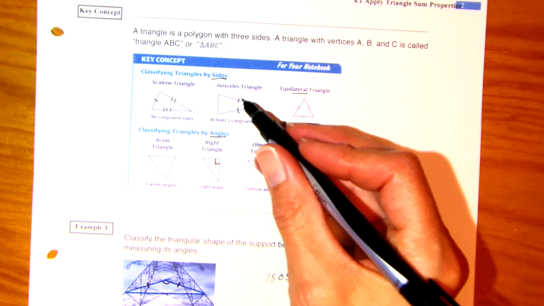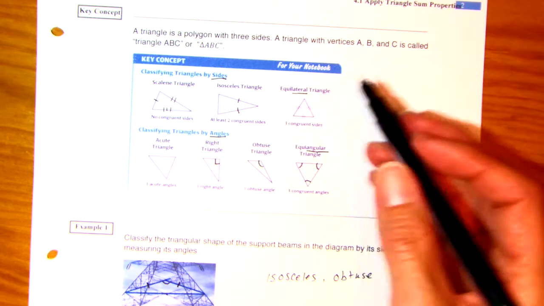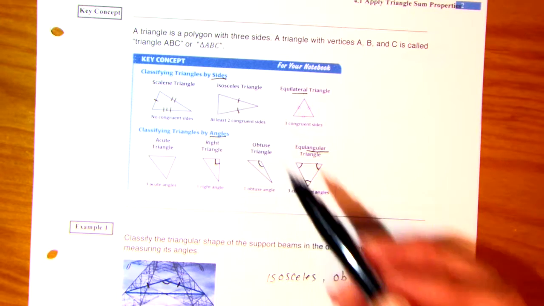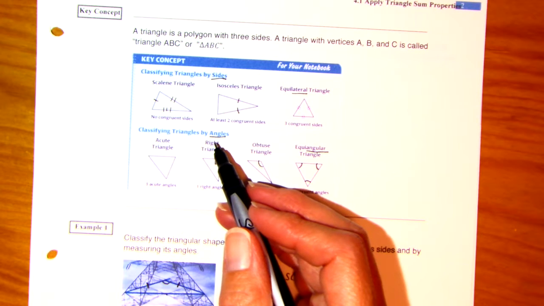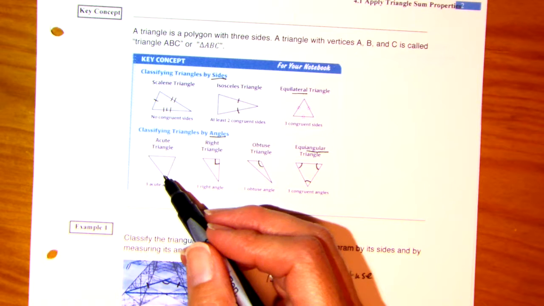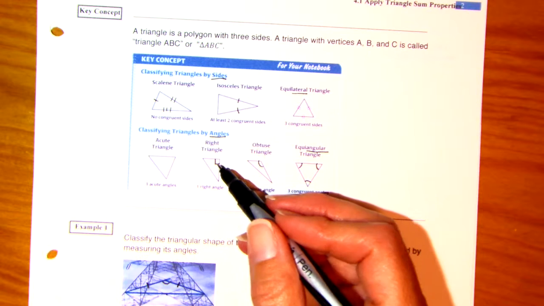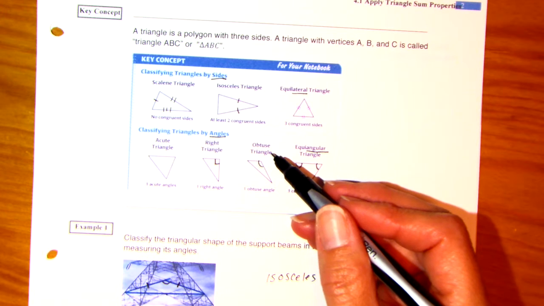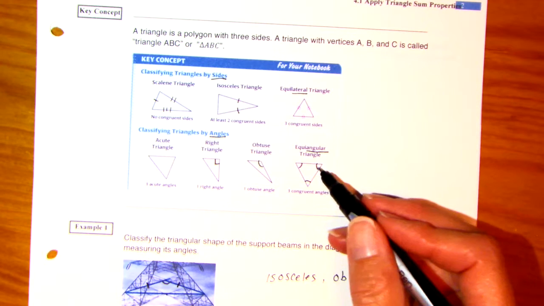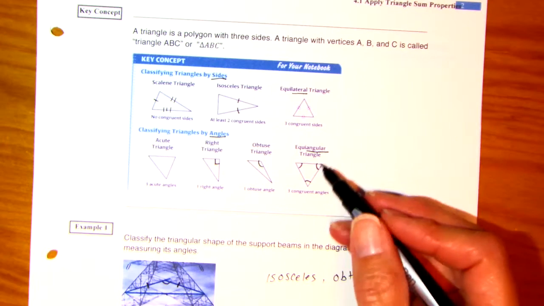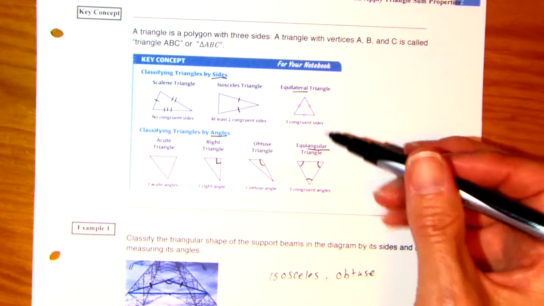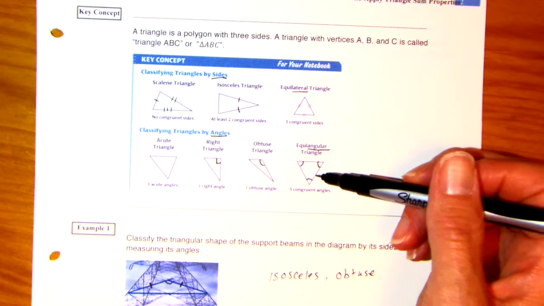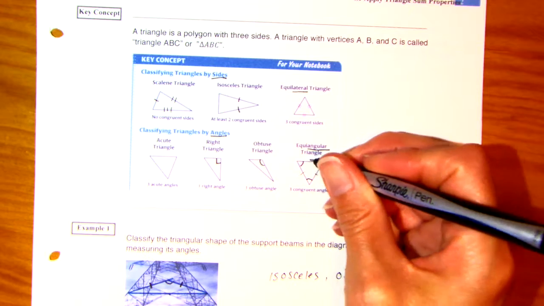If you have two sides that are congruent, it's called isosceles. And if you have three sides that are congruent, it's equilateral. Okay, so that's classified by sides. Now, if we classify by angles, if all three angles are small, it's an acute triangle. If we have one right angle, it's a right triangle. If we have one large angle, it's obtuse. And if all three angles equal the same measure, it's equiangular. It just so happens that these two are the exact same, well, similar triangles. They have congruent sides and congruent angles.